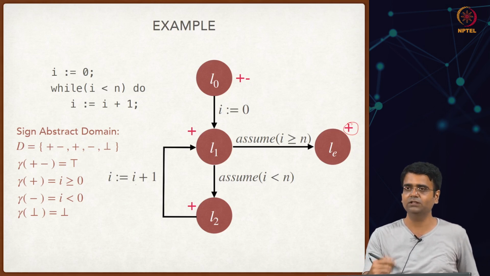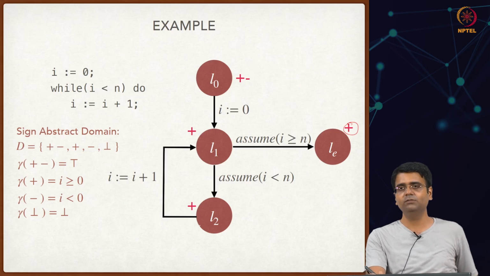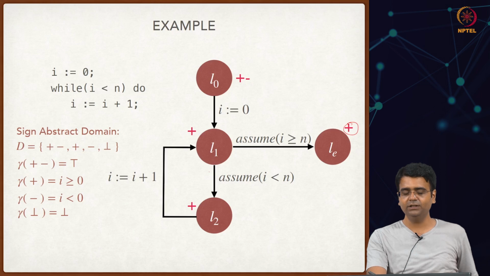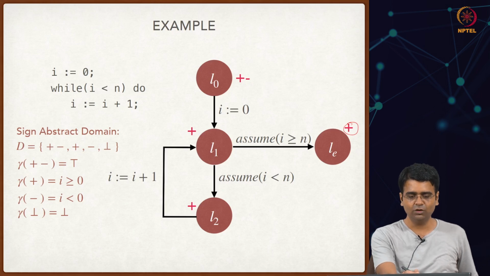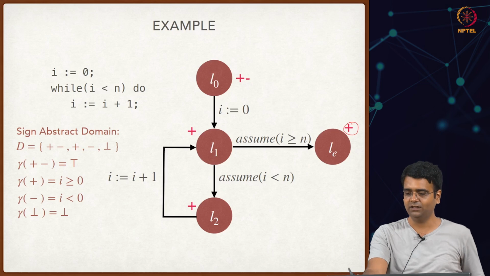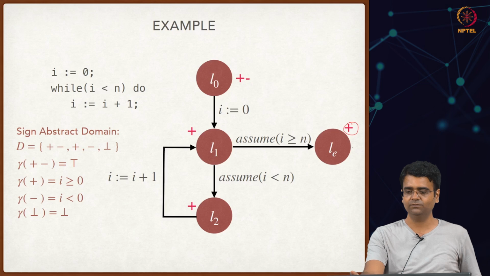So this was our post condition. You can see that we have overcome this problem of the non-termination of the forward propagate algorithm by ensuring that we are only keeping track of the abstract values which are reachable at every location. And in this case, our abstract domain, which is the sign abstract domain, is good enough for us to prove the post condition, which is that the value of I is positive at the location LE.